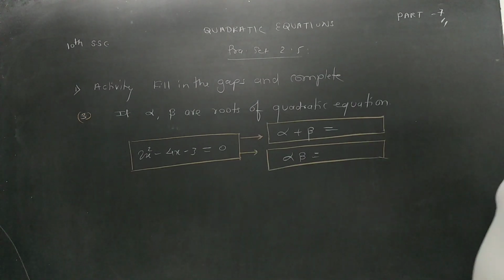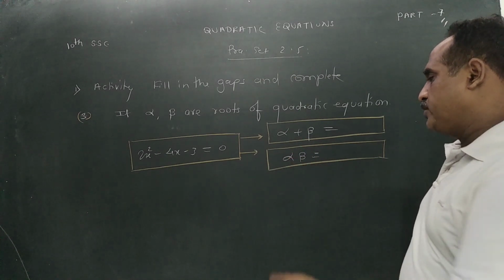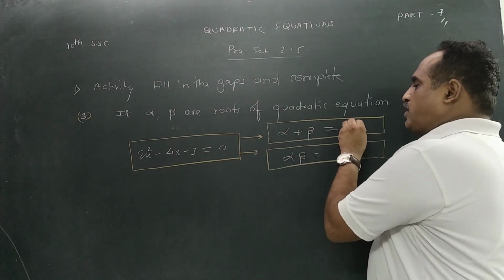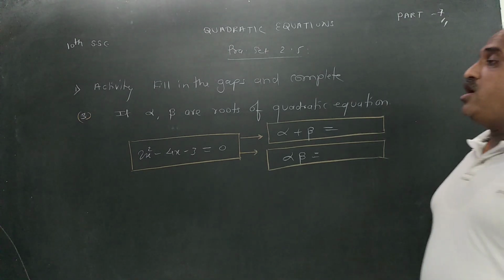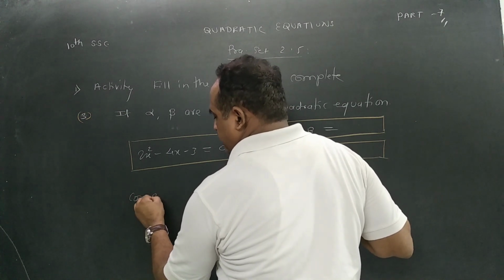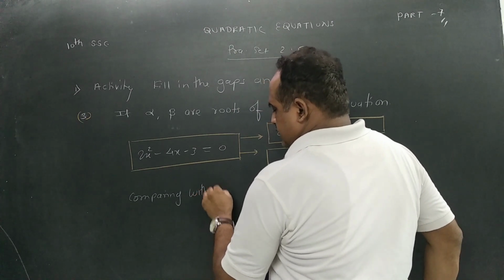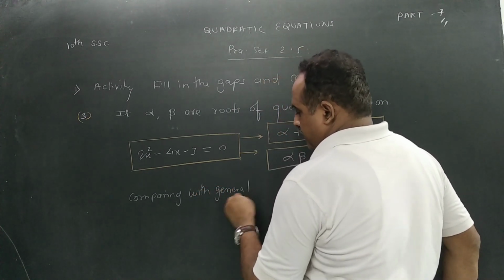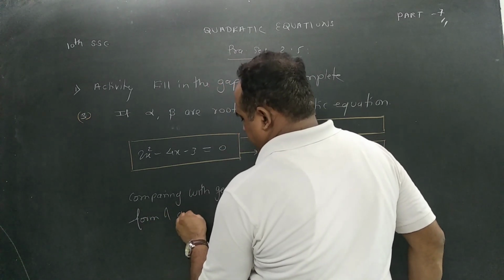See, we know that it is a quadratic equation. We have to find out alpha plus beta and alpha into beta. So we have the formula alpha plus beta is equal to minus b upon a, and alpha into beta is c upon a. So we have to find out the values of a and b. So here we are going to write, comparing with the general form of quadratic equation.